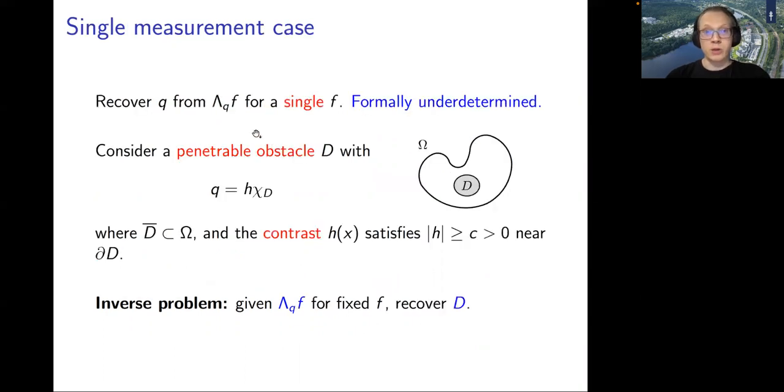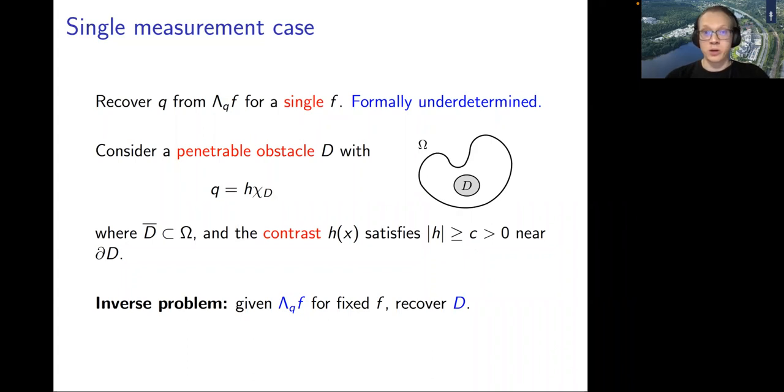And again, I want to look at the single measurement case. So you want to recover something about the potential q from the measurement Λ_q f for a single function f. Again, this is formally underdetermined, but you can again look at the obstacle case. So you have a so-called penetrable obstacle D. It's a set which is somehow buried inside Ω. And then you have a potential q, which is 0 outside of D, and it jumps at the boundary of D. So q is equal to h times the characteristic function of D, where the contrast h is a function which is non-zero at the boundary of D.